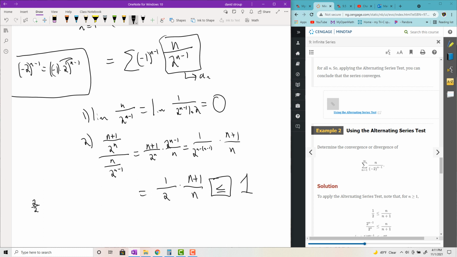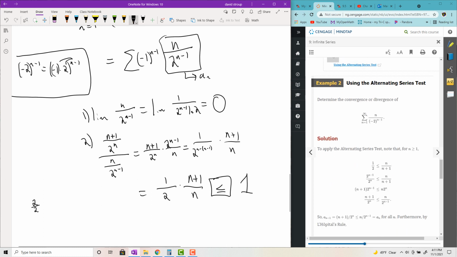I mean, you could prove that. The book likes to kind of separate them, so put the n over n plus 1 on the other side. Please don't do what the book does. Just do it my way.